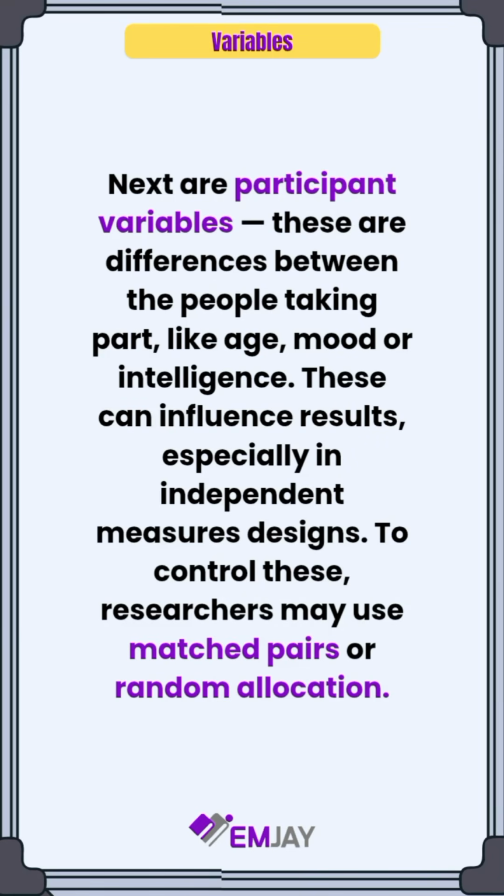Next are participant variables. These are differences between the people taking part, like age, mood, or intelligence. These can influence results, especially in independent measures designs. To control these, researchers may use matched pairs or random allocation.